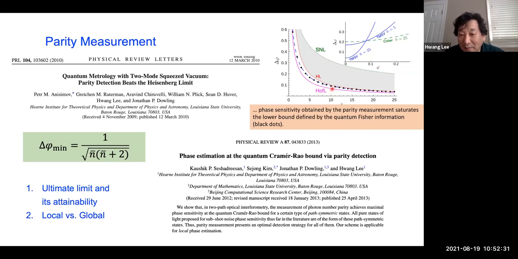So that bound, the parity measurement is actually equal to this bound. So that was kind of surprising. And later on, the parity measurement happened to work for most of the quantum state inputs. Okay, but it happens only in the local phase estimation.